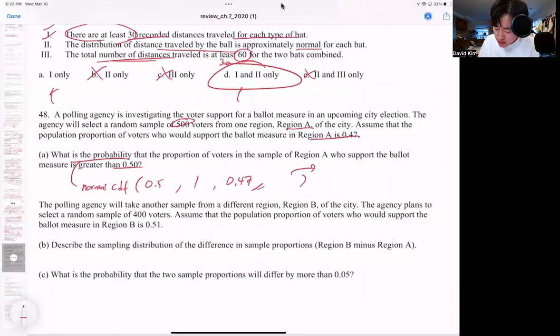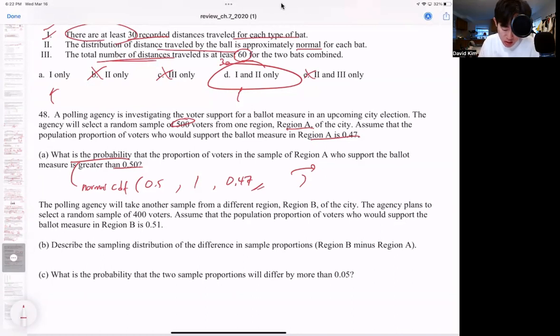Normal CDF, everybody? 0.51, 0.47, 0.0223, paste, bam, and we have about 0.0892. So 8.9%. I believe the answer key said it was going to be 0.089. Yeah, there we go.